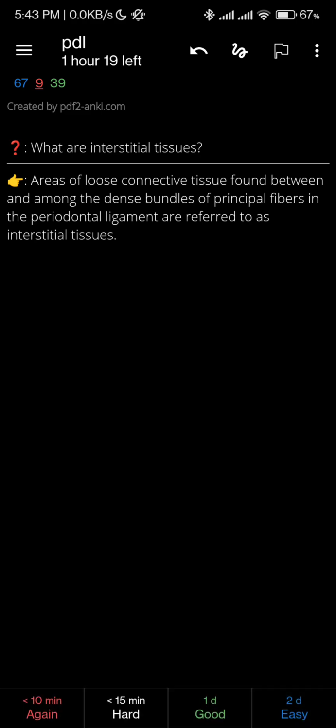What are interstitial tissues? Interstitial tissue is present between the principal fibers. It is loose connective tissue found between and among the dense bundles of principal fibers in the periodontal ligament.